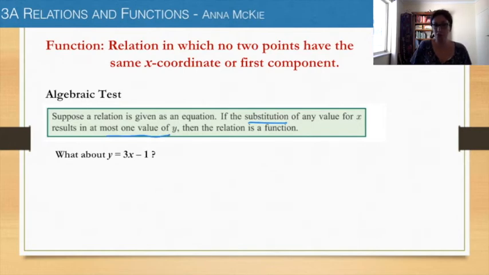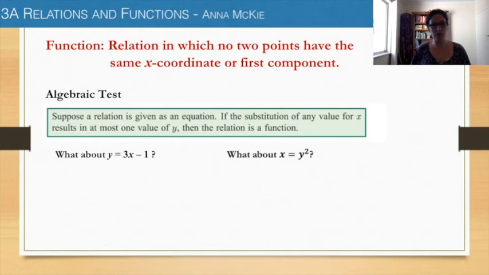Pick a value for x in your head. I'm going to pick 4. So if x is equal to 4 and we substitute that in, I end up with y is equal to 11. So we have at most one value of y, so that must be a function. But what about this one?